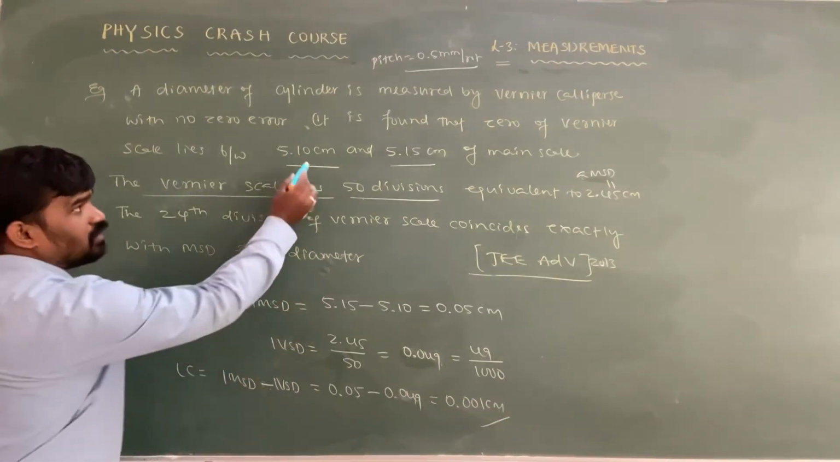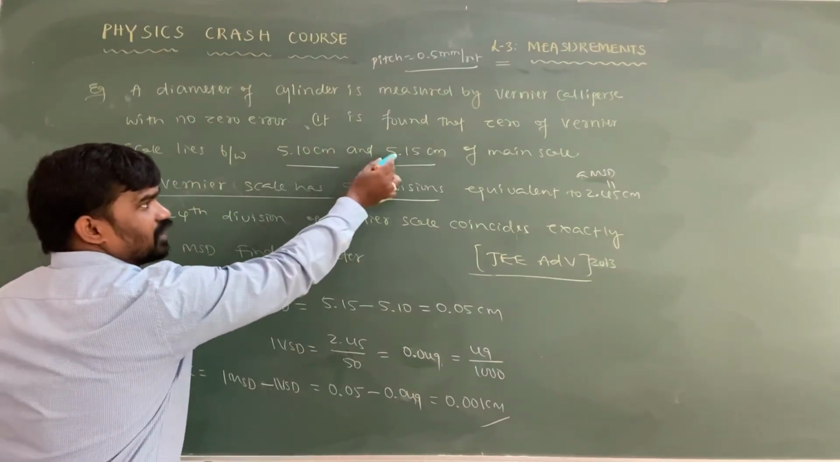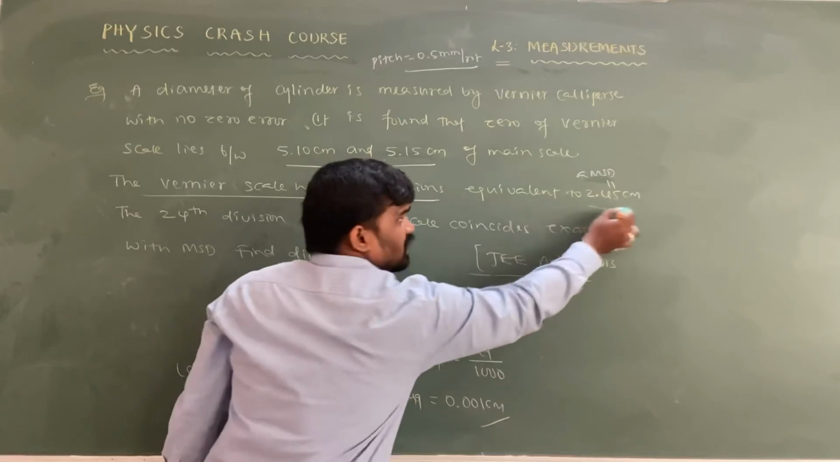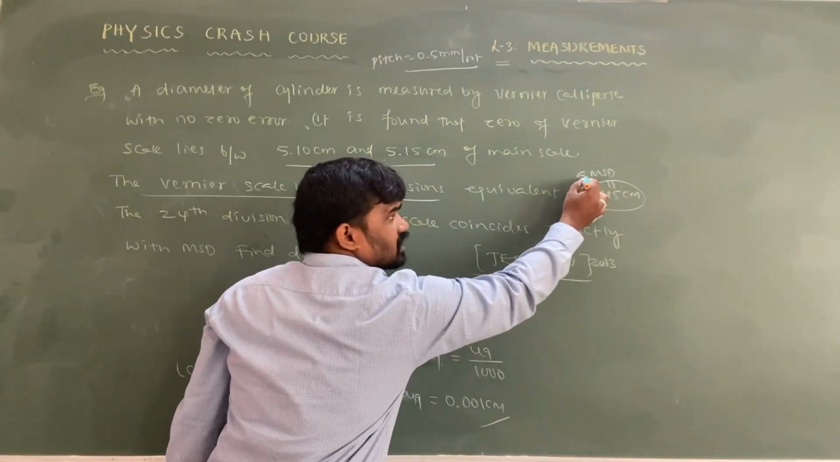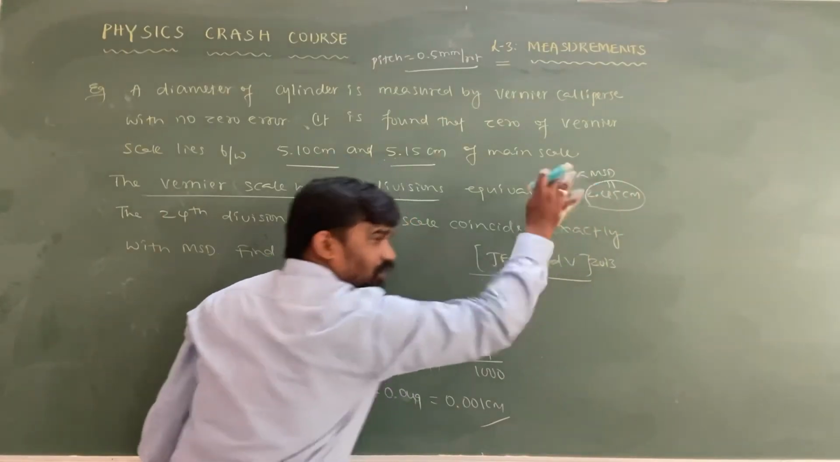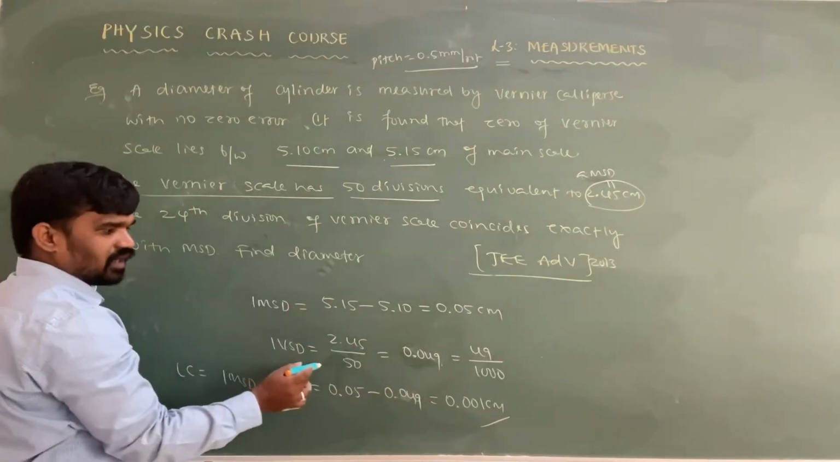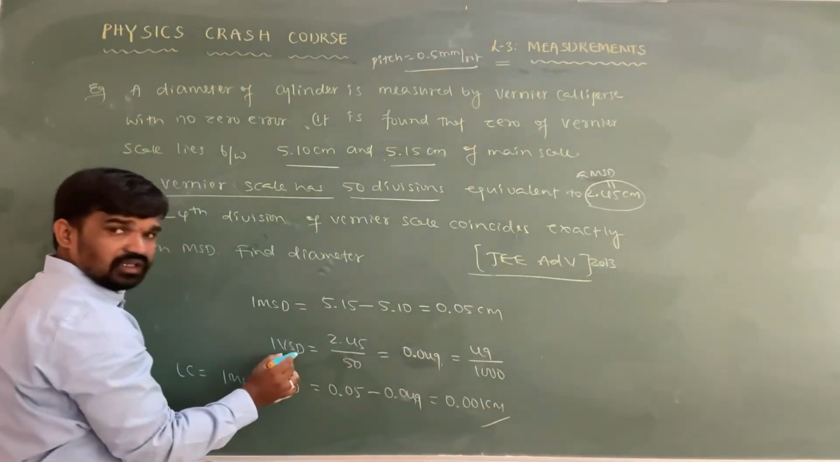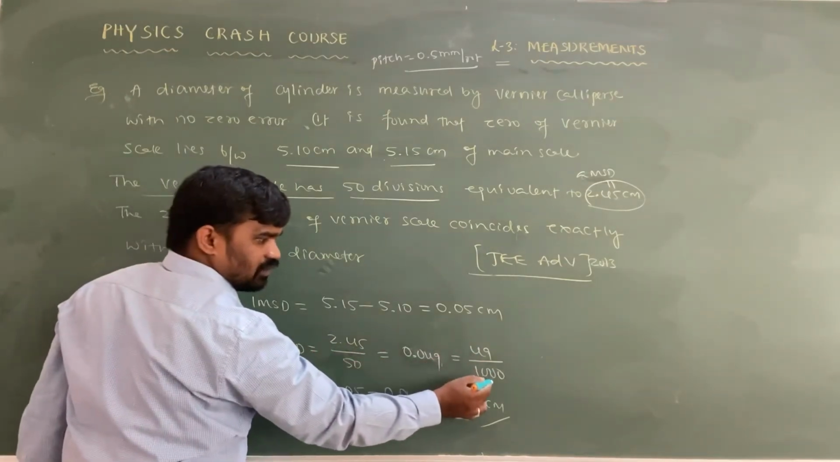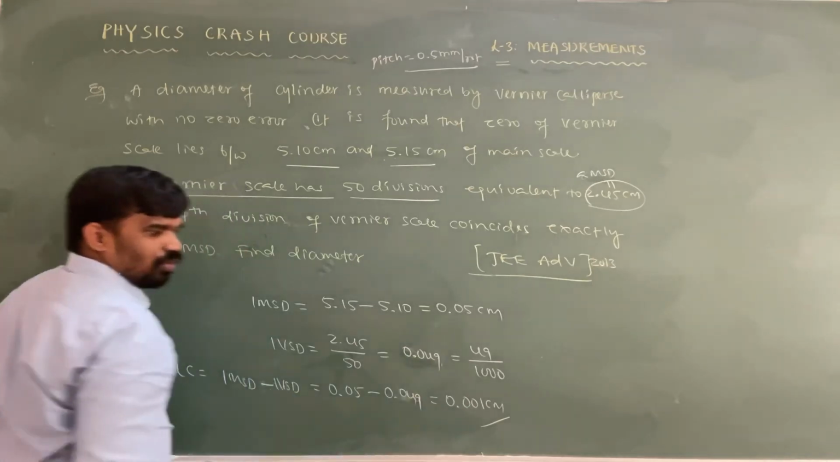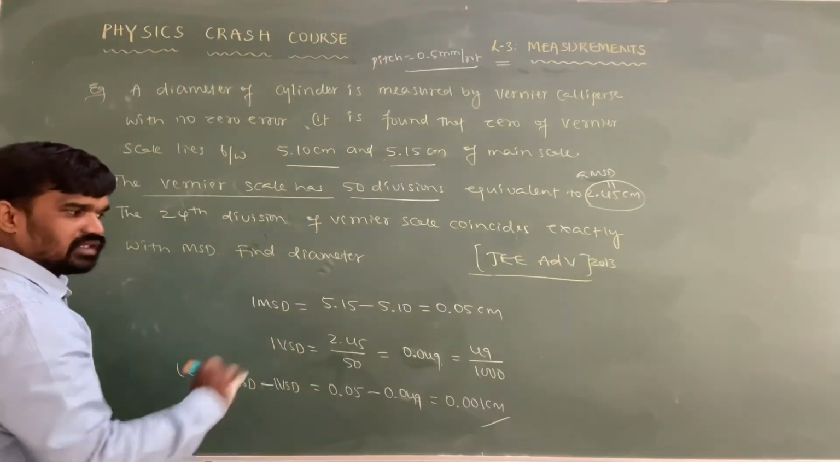See, 1 MSD I am taking by the difference of these two readings. The length of the main scale, 2.45, is equivalent to 50 divisions of the vernier scale. Then each division of the vernier scale is equal to 49 by 1000. So 0.001 centimeter is the least count.